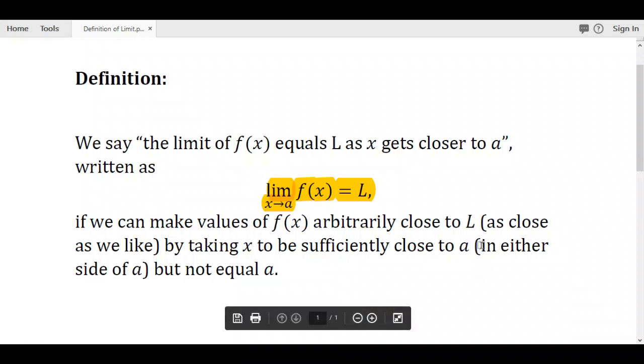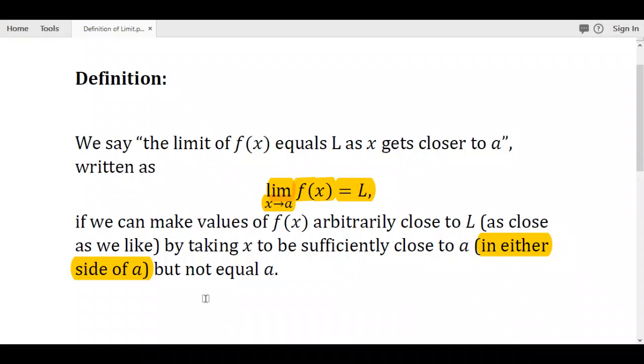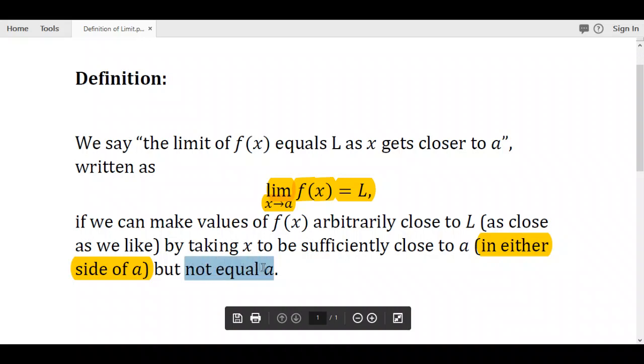This statement, on either side of a, was the reason why I was tearing it down into two separate tables of values. One table of values was describing x getting close to 2 from the left-hand side, and the other table was describing x getting closer to 2 from the right-hand side. And I emphasize again that we will never let x equal a. So think back to our problem, we will never substitute x equals 2 into our function 2x minus 3.